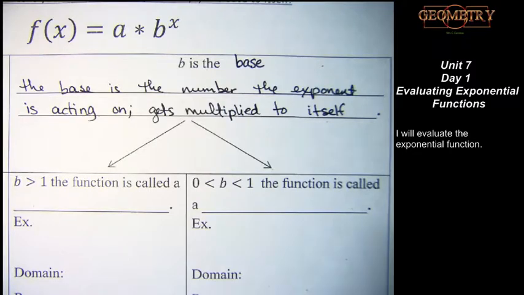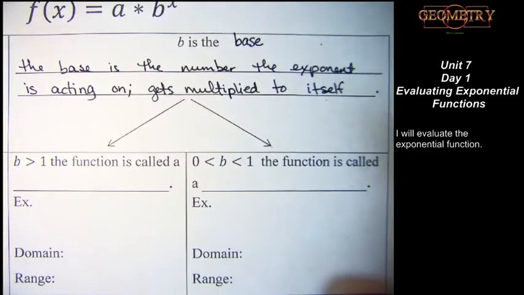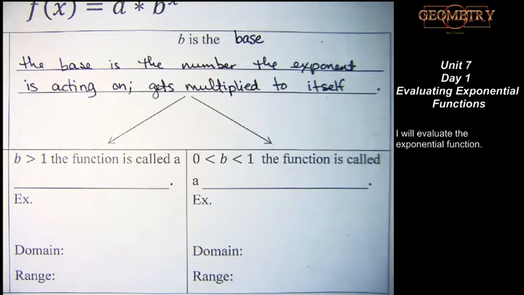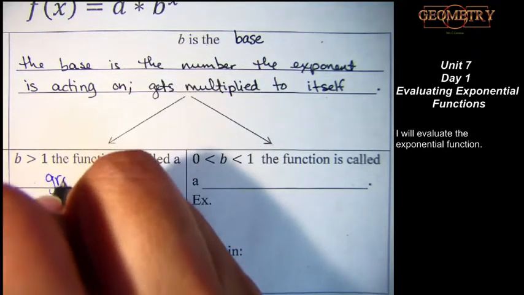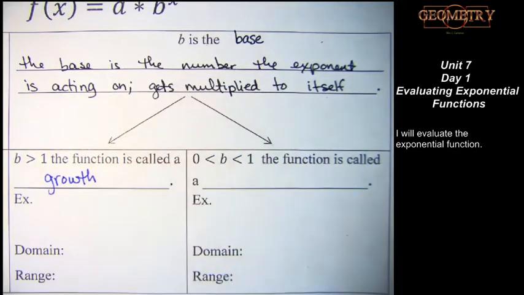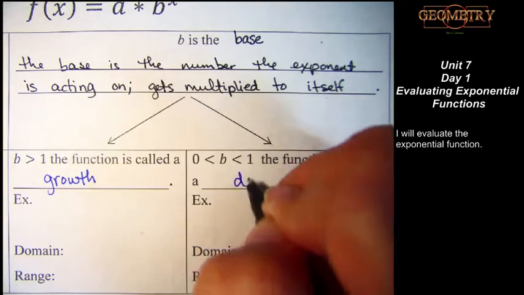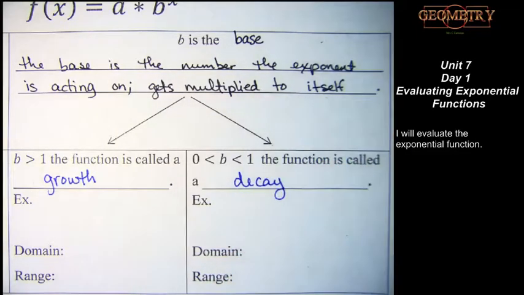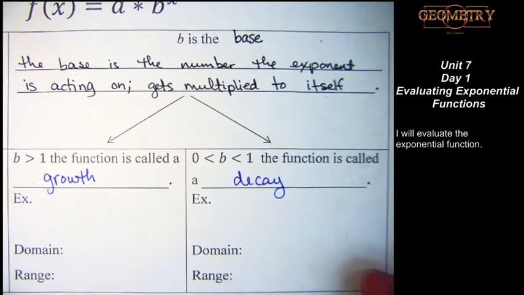Now we have two options for the base. The base can be bigger than 1, or the base can be smaller than 1. If it's bigger than 1, we're going to classify the function as a growth. And if it's smaller than 1, but still positive, so some sort of fraction, it's called a decay. Okay? So what is it? Decay?